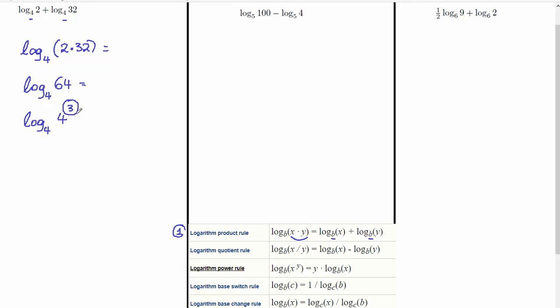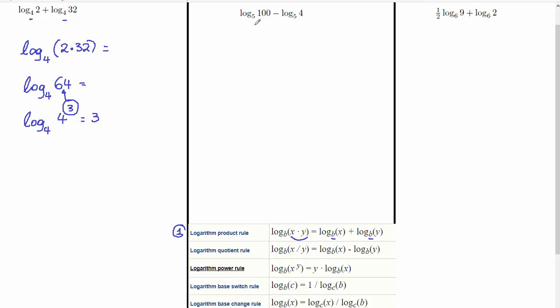So the exponent right here, where I raise the base 4, is the number 3 to get the number 64. So I start with 4 to the third, and this is how I get my number 64. The exponent is nothing else than your logarithm. So the logarithm of 4 to the third with base 4 is equal to 3.